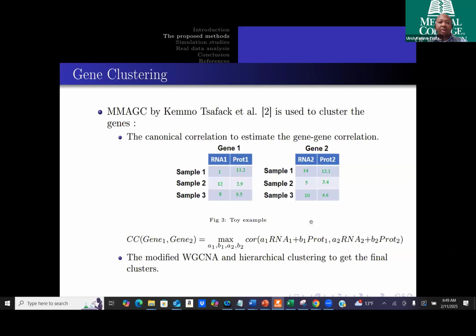In the clustering, we recently published a paper on a clustering method called MMAGC, which clusters the genes based on the correlation of the genes. Here we are using the canonical correlation to measure the correlation between two genes. With multi-omic data, the correlation between two genes is the correlation between two matrices, and we use the canonical correlation to do that.